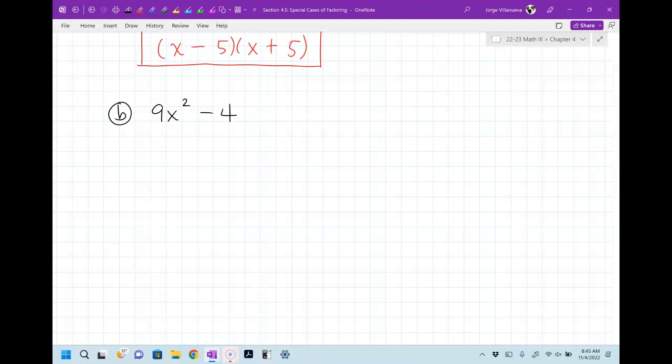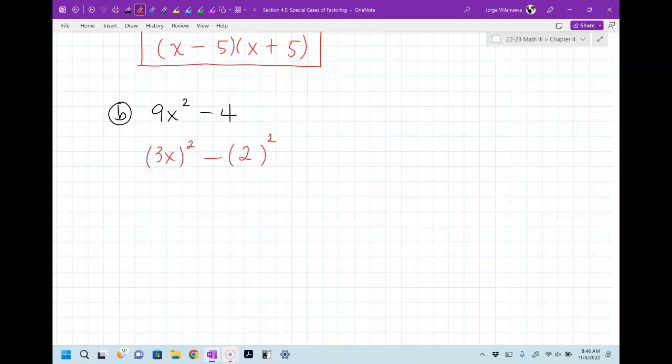So I notice there's two terms and a subtraction in between. So I say, oh, that's a difference of two things. Can I rewrite those two things as something squared minus something squared? So what squared is 9x squared? A 3x. All right, what squared is 4? 2.